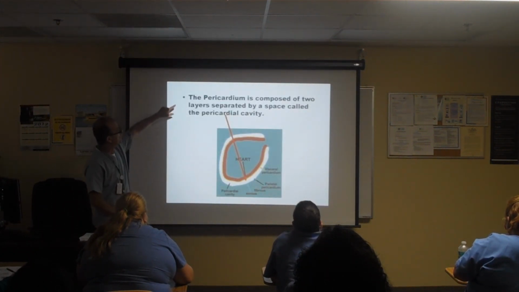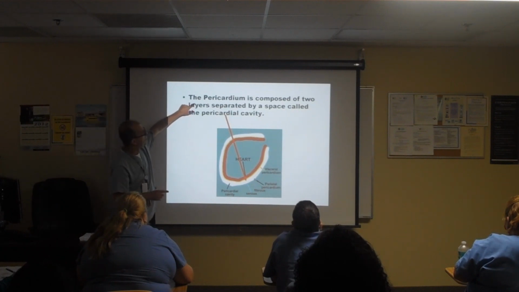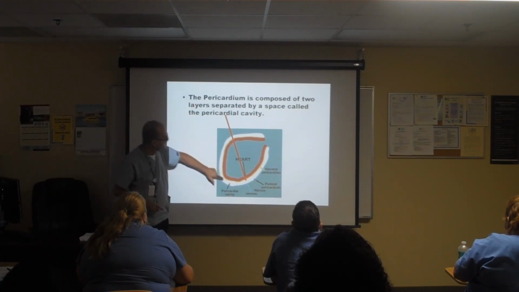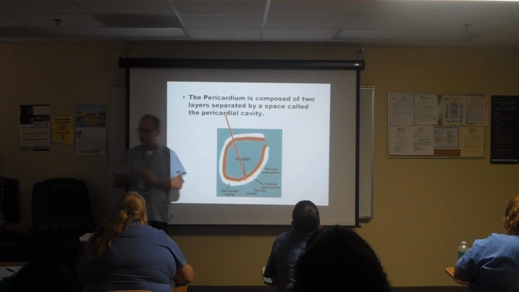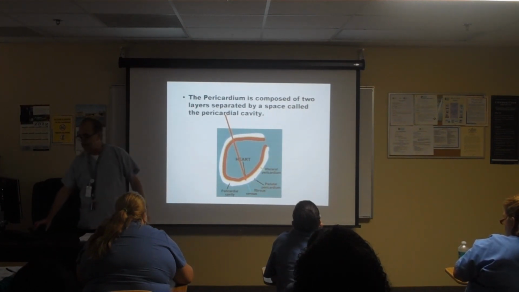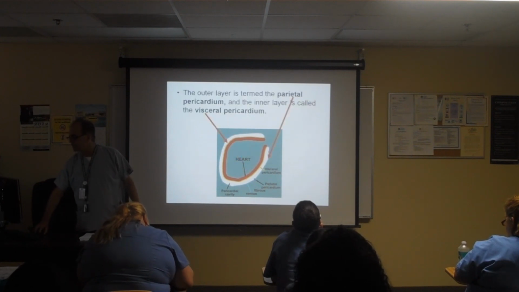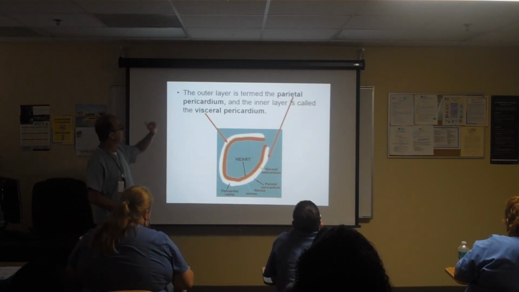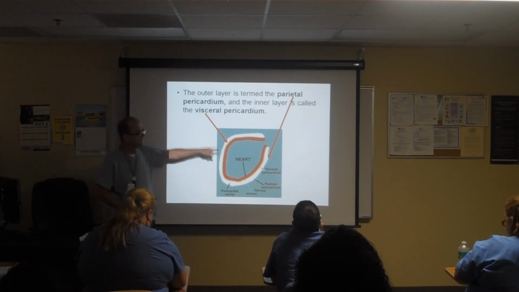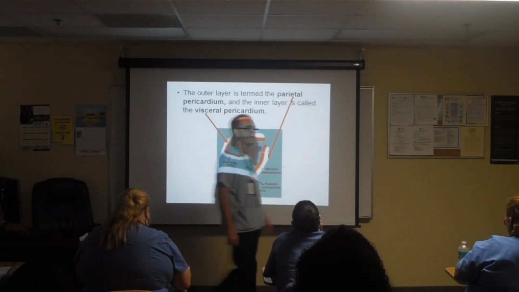The pericardium is composed of two layers separated by a space called the pericardial cavity. In the middle, between the visceral and the parietal layer is the pericardial cavity. The outer layer is the parietal pericardium and the inner layer is the visceral pericardium.